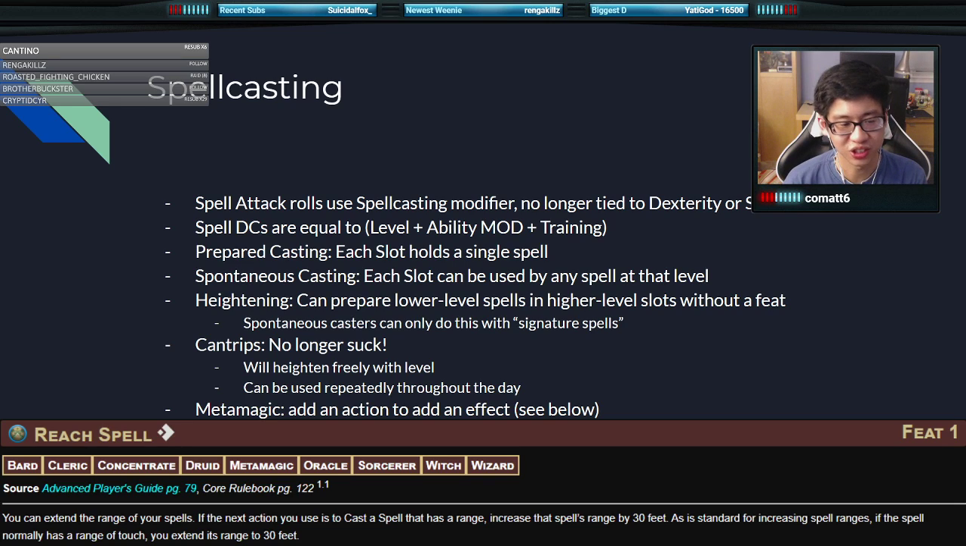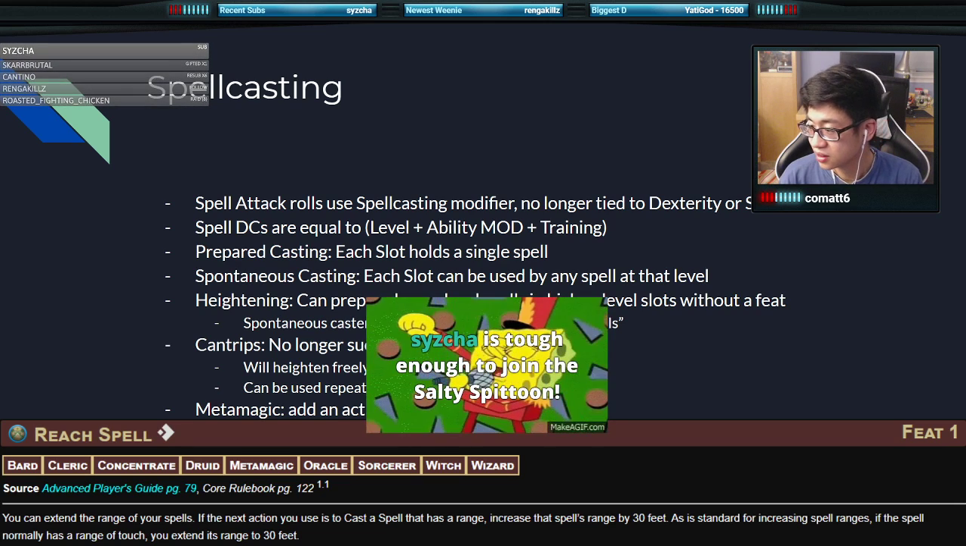So each slot holds a single spell. So if I was a cleric and wanted to cast Bless twice in a day, I would need to prepare Bless in both my first level spell slots. Spontaneous casting means that each slot can be used by any spell at that level. So if I was a divine sorcerer and my spells known were Bless and Magic Weapon, I would not need to prepare those in those slots. I could cast them freely. So I could cast Bless twice.